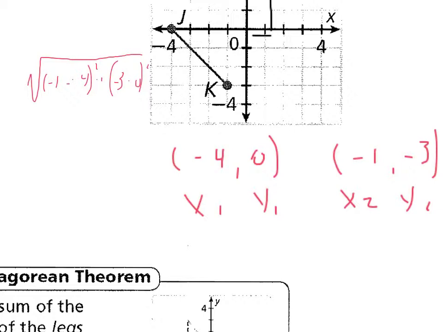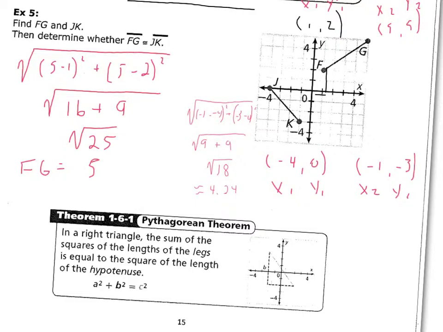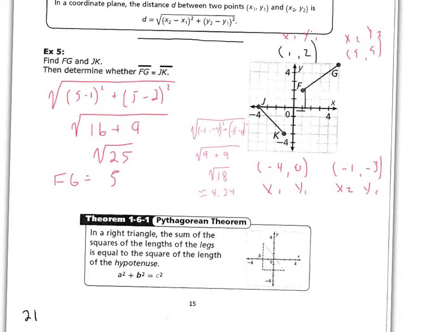If you take care of that, -1 minus -4 is 3, and 3 squared gives you 9. Then -3 minus 0 would be -3, and -3 squared gives you 9. That gives you the square root of 18, and if you plug that in your calculator, you get approximately 4.24. So while JK and FG look to be congruent, they're slightly different. One was 5, one was 4.24, so you were close, but not quite. Go ahead and listen to the next part.